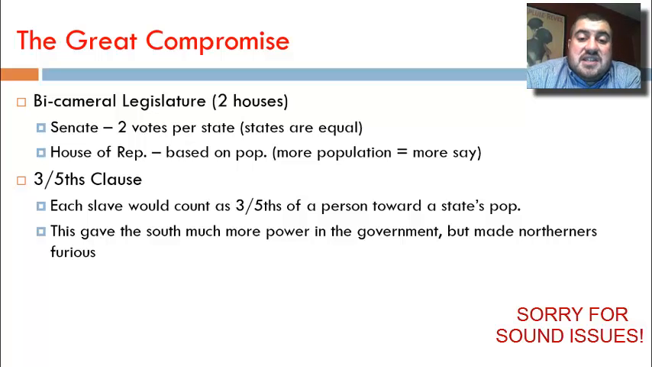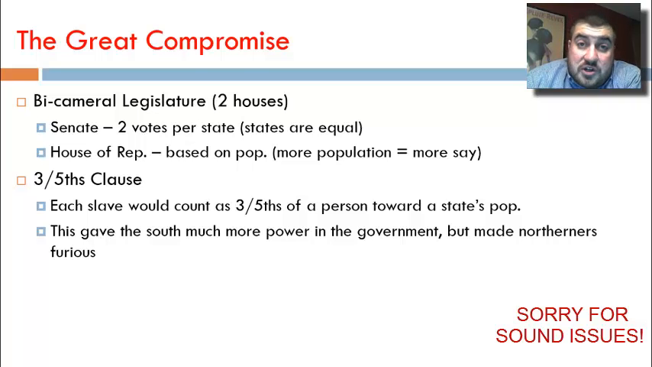So the 3/5 clause is where they count each slave as 3/5 of a person toward a state's population. So every 5 slaves would count as 3 white people. This gave the South much more power in the government, and it makes Northerners furious. And this kind of starts the split between the slave states and the free states.